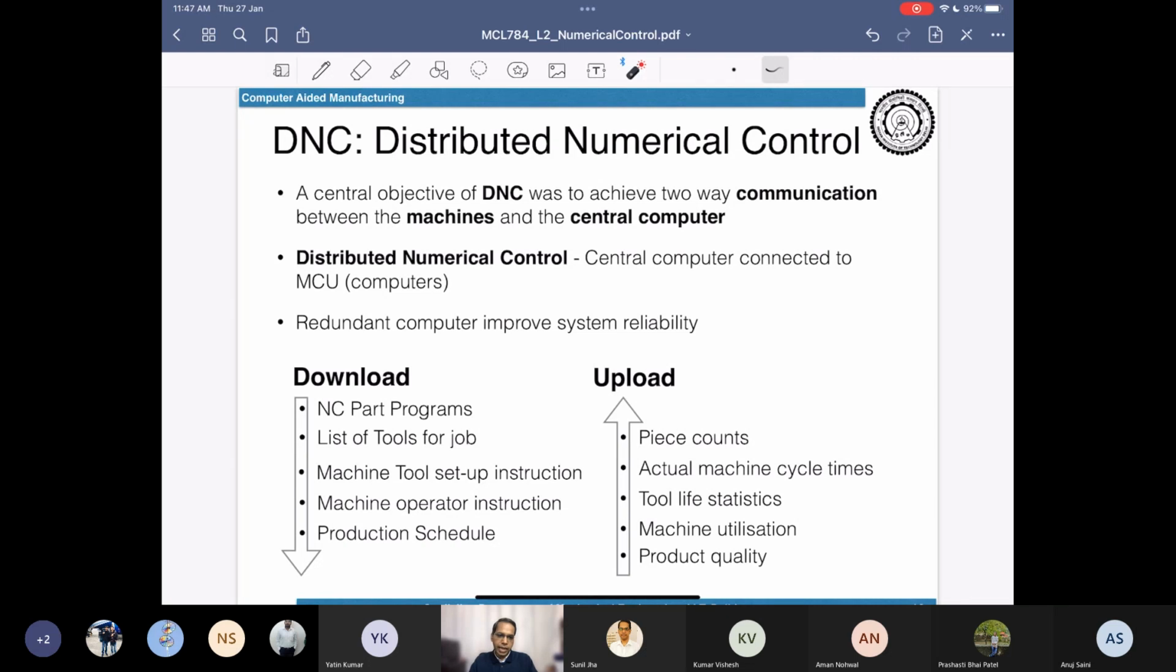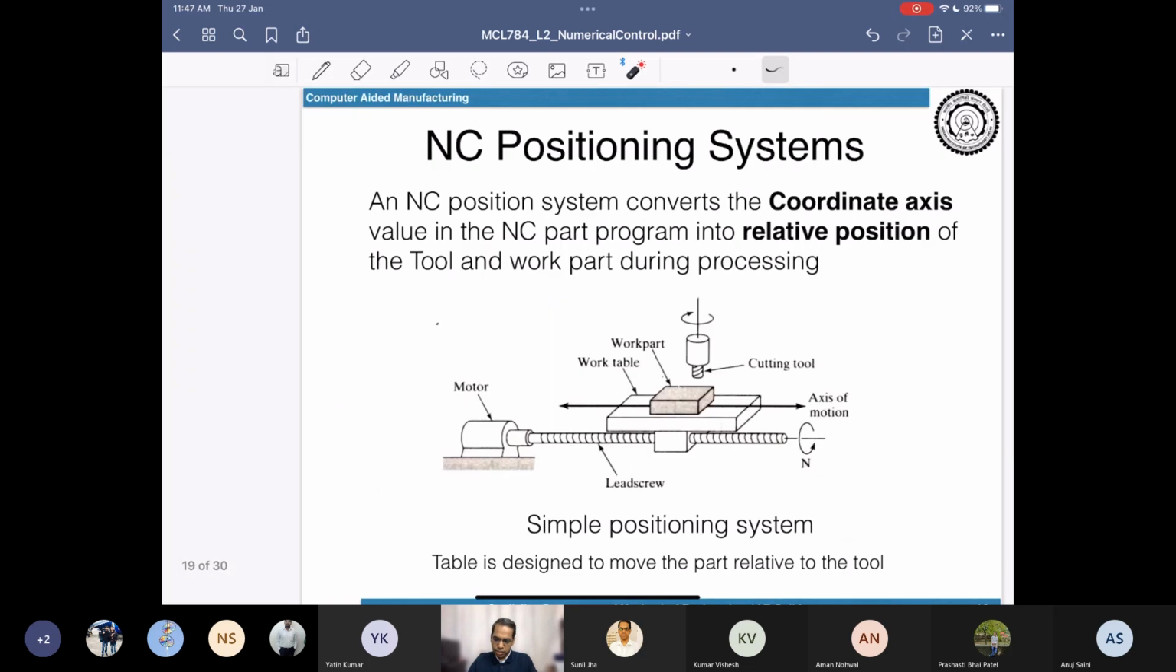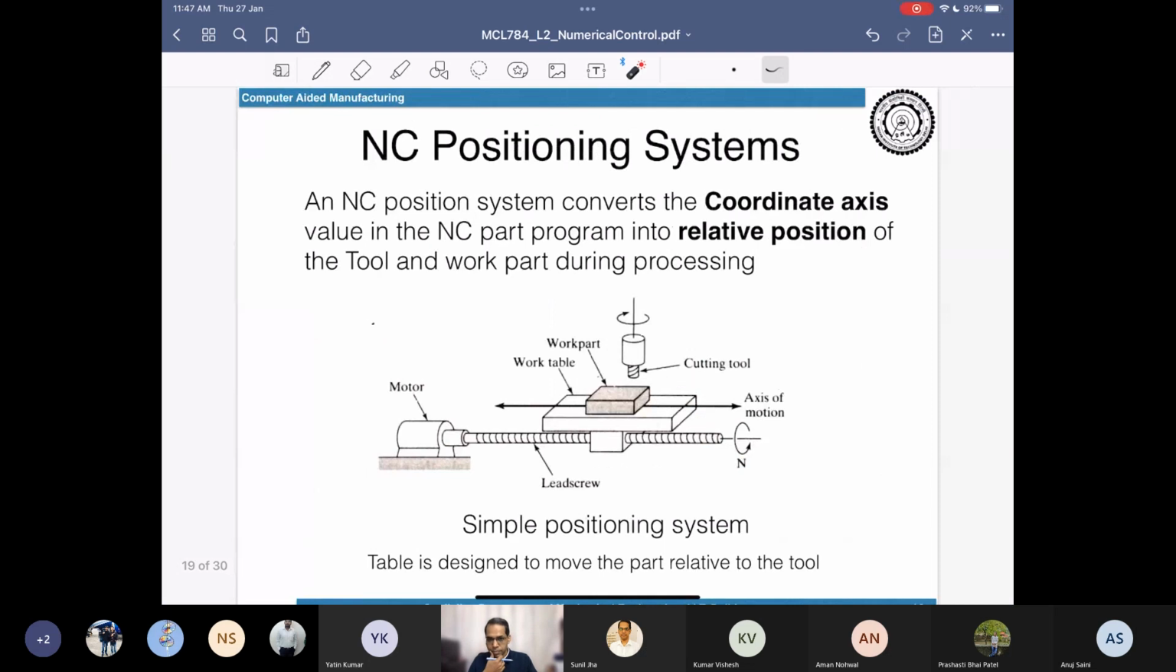It started with the direct numerical control concept earlier, but now it is being used as distributed numerical control. So the term remains the same, DNC. It's the same functionality. Fine. So I think this is just a quick introduction about the NC.